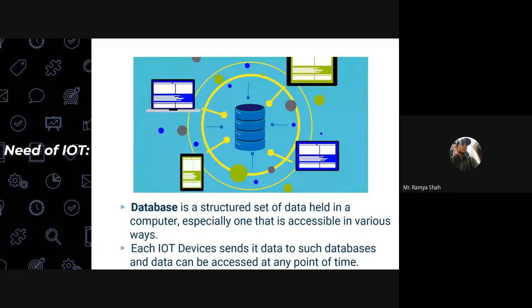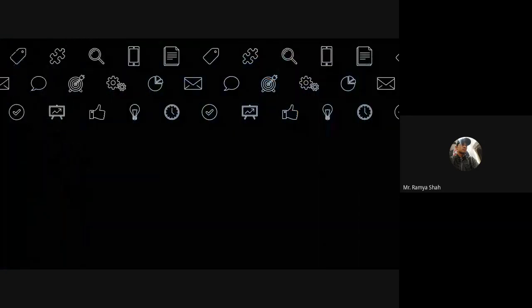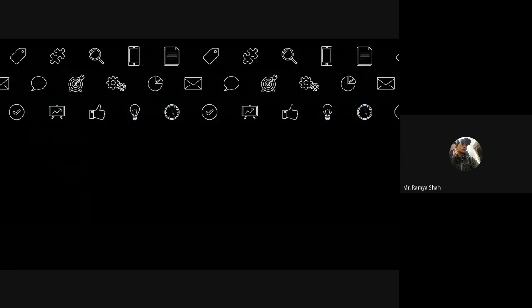There are a few things when we are talking about needs we should be having. Those things are the database. I know you all are aware of databases, but still each IoT device sends its data to such a database, and data can be accessed at any point of time, where we have the concept of availability. There is a trio when we are talking about the cybersecurity perspective. We have a trio called CIA, where C stands for confidentiality, I stands for integrity, and A stands for availability. Confidentiality, you all are aware, being in the field of academics, there are things which definitely are confidential at all points of time, and this is a part of it.